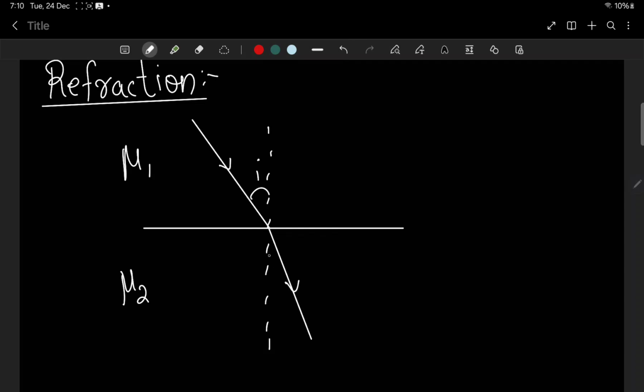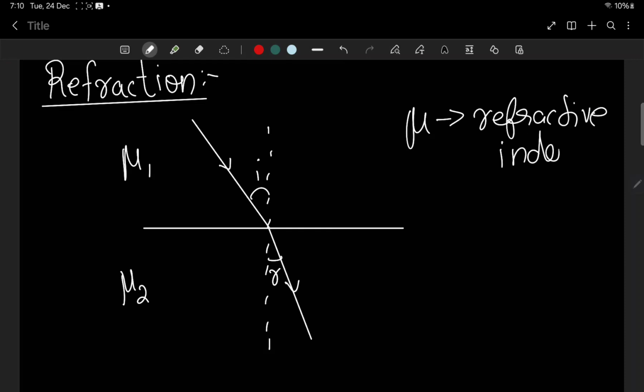This ray is bending. This is the angle of incidence, this is the angle of refraction. From this we can find out something. What is mu? Mu is the refractive index. This class aims to provide knowledge to the people who know the basics of the chapter.